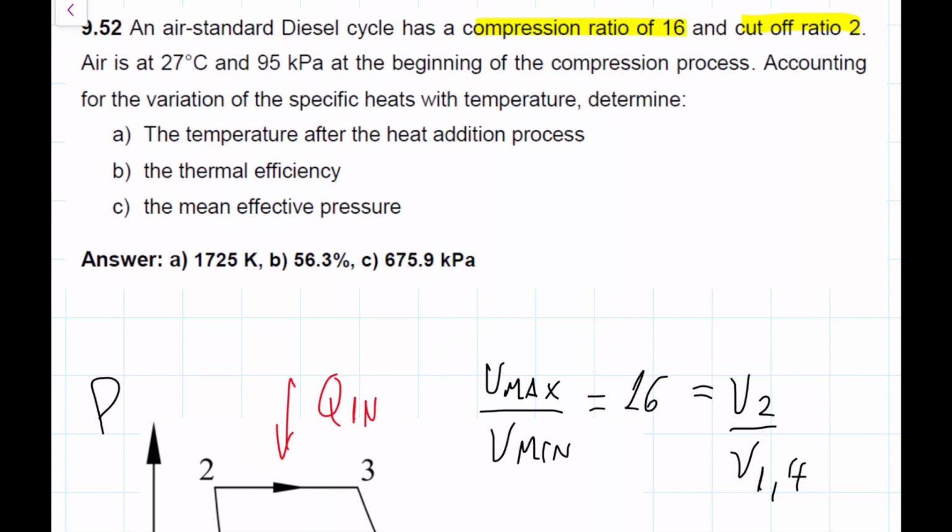Air is at 27 C and 95 kilopascals at the beginning of the compression process, so that's going to be our P1 and T1. And we need to account for the variation in specific heat, so don't forget that whenever we see this, we can't use our CP, CV approximations. We actually have to use a table and get the data out of the table. We are to determine the temperature after the heat addition process, so that's going to be the temperature at the third state, and the thermal efficiency and the mean effective pressure.